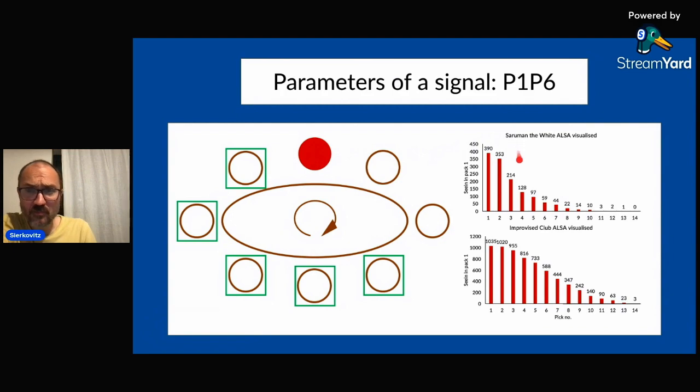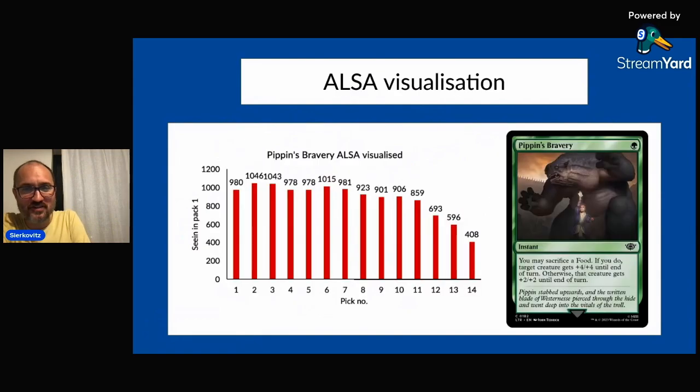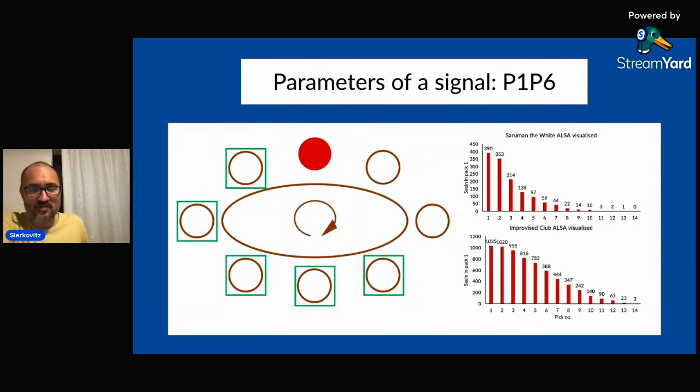But when you look at the Saruman at pick 6, you have 59 Sarumans versus around 60 Sarumans, and around 400 of them are being opened in every pack in that data set, which means that this will happen 15% of the time, that you will see Saruman being passed until pack 1, pick 6. So this is a strong signal. This is actually a stronger signal than seeing the King of the Oathbreakers in pack 2, because that will happen only 15% of the time. And that will tell you something about a bunch of players, because they all pass the Saruman.